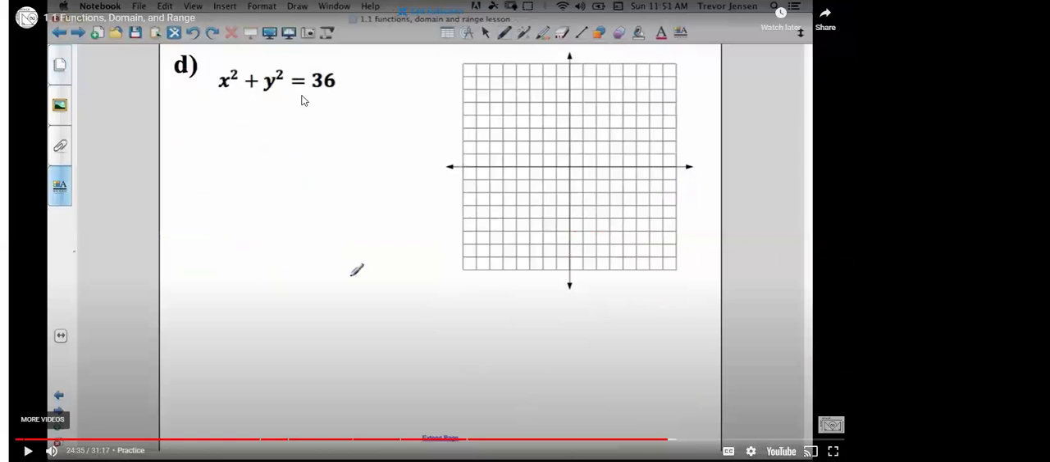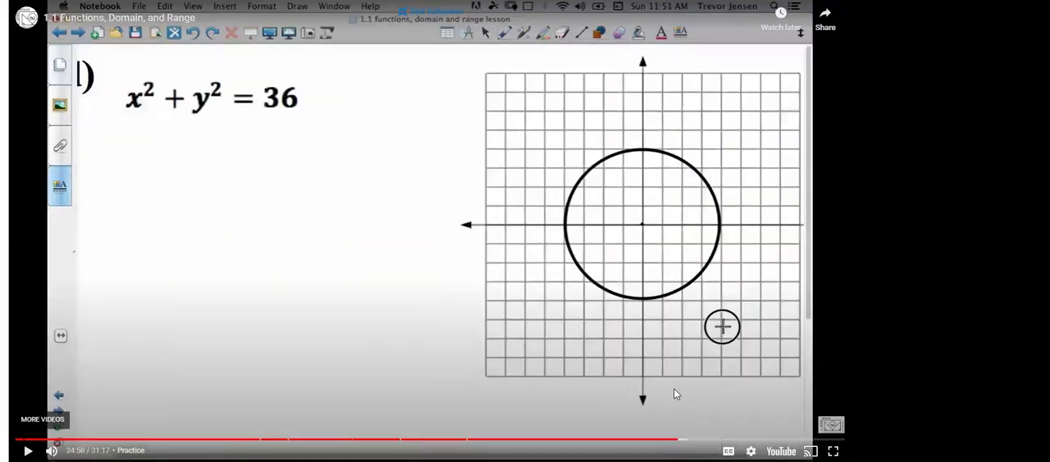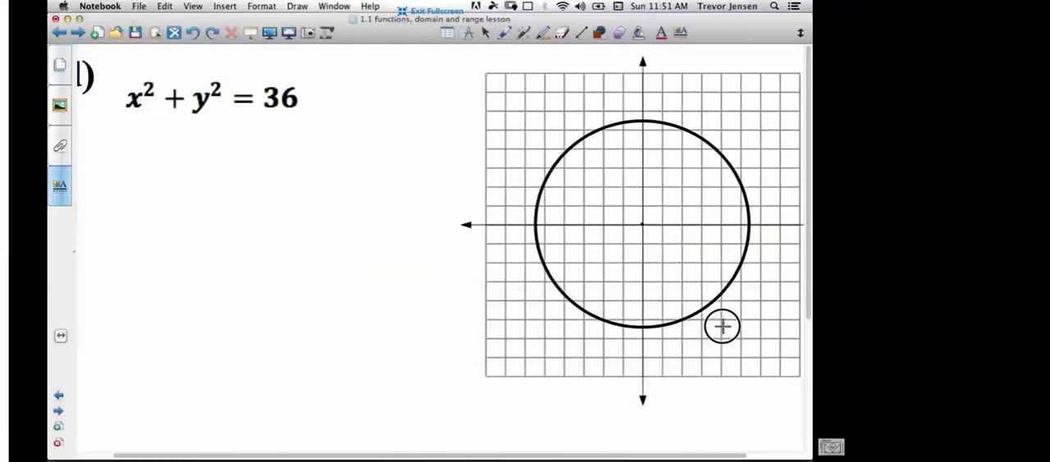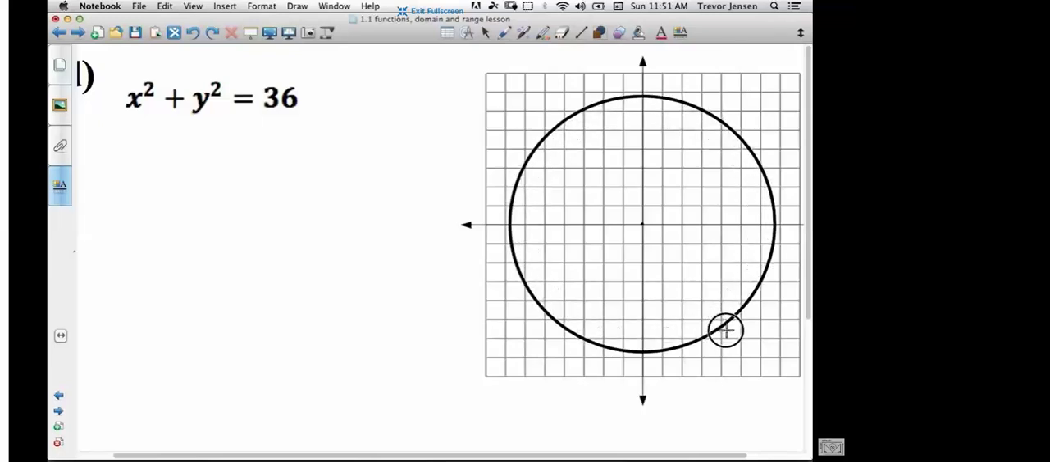This one here, with this graph, you know it's going to be a circle, right? That's the equation of a circle from grade 10, right? So it's going to look like that. The domain, let's see what it says. 1, 2, 3, 4, 5, and a bit more. Not that far.